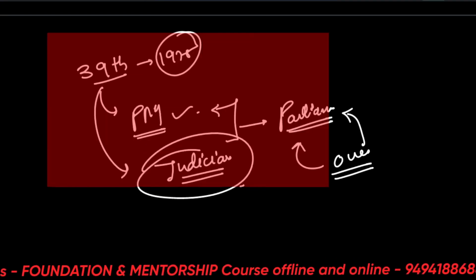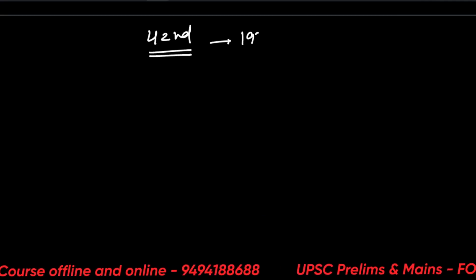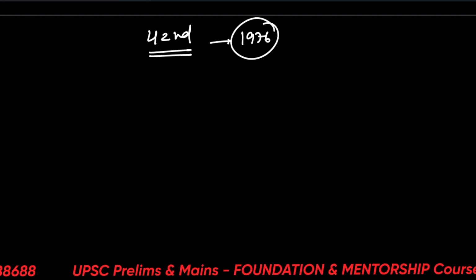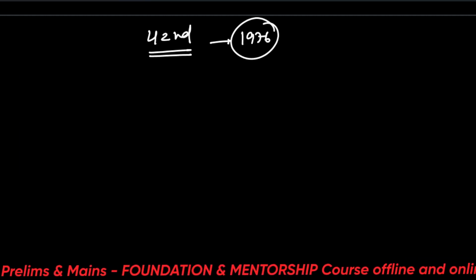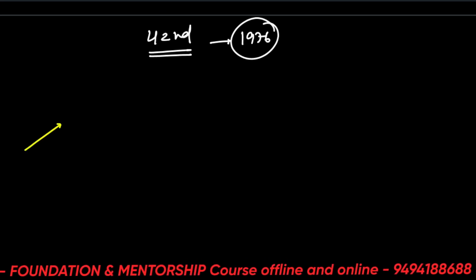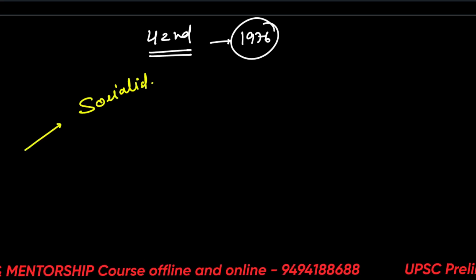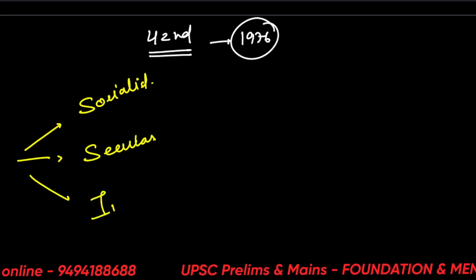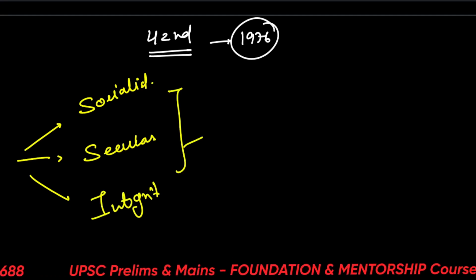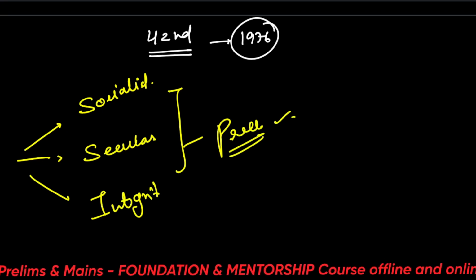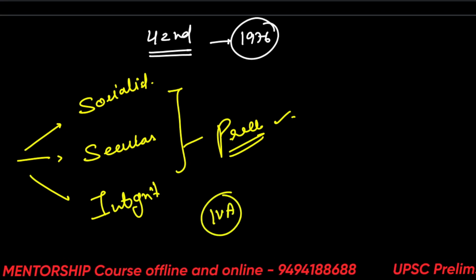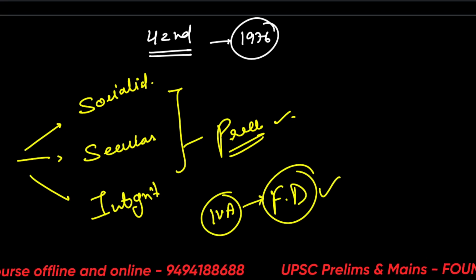Let's now come to one of the most important ones, 42nd Amendment Act of 1976. The major part, let's say. Okay, we'll deal with it with yellow. It added 3 new words: socialist, secular, and integrity. This is in the preamble of the Constitution. It added fundamental duties by the citizens, Part 4A. So fundamental duties we have already read about.